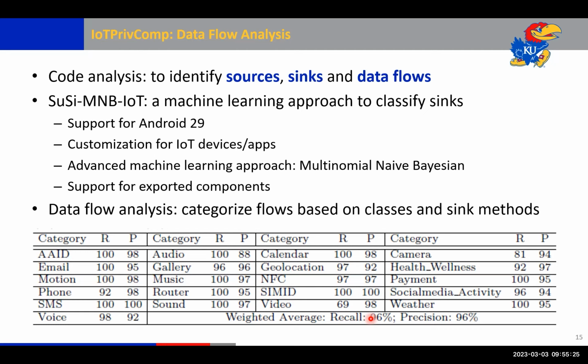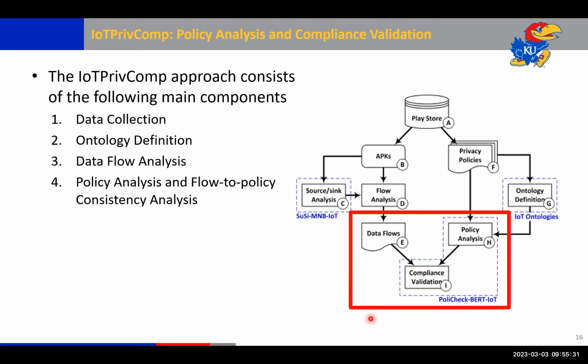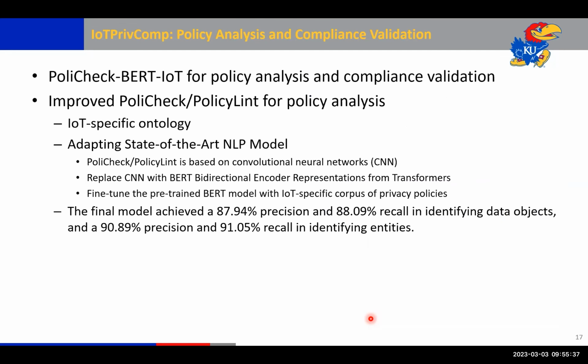So there are 21 categories that we identified were linked to IoT apps. Then comes the compliance analysis part, the consistency analysis. For that, we use the IoT specific ontology that I said we created. I mentioned 2 slides ago, we created that.